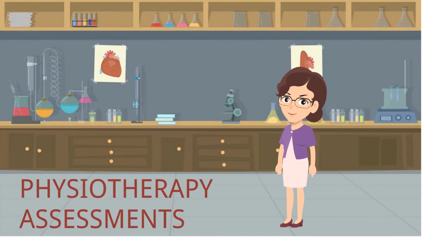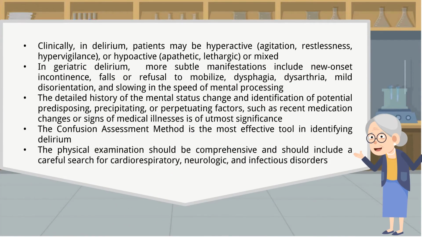For physiotherapy assessment, clinically in delirium, the patient may be hyperactive or hypoactive or mixed. In geriatric delirium, the most susceptible manifestations include new onset incontinence, falls or refusal to mobilize, dysphagia, dysarthria, mild disorientation, and slowing in the speed of mental processing. Also, the detailed history of the mental status change and identification of potential predisposing, precipitating or fluctuating factors such as recent medication changes or signs of medical illnesses is of utmost significance.